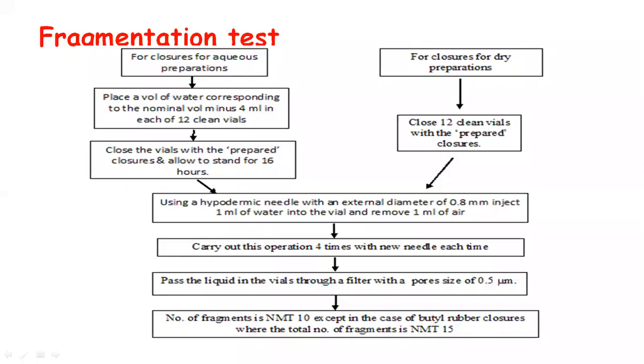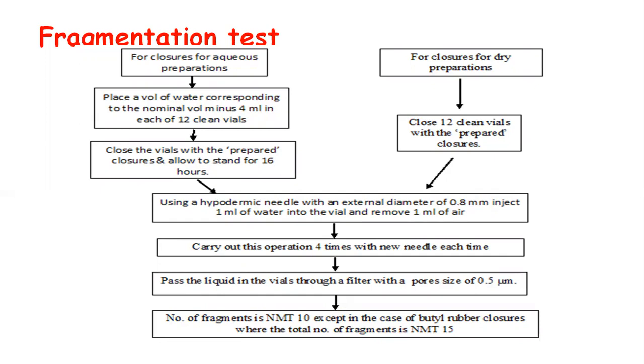Fragmentation test. For closures for aqueous preparations and for closures for dry preparations, different treatment is given. So for closures for aqueous preparations, place a volume of water corresponding to the nominal volume minus 4 ml in each of 12 clean vials. Close the vials with the prepared closures and allow to stand for 16 hours. Whereas for closures for dry preparations, close 12 clean vials with the prepared closures.